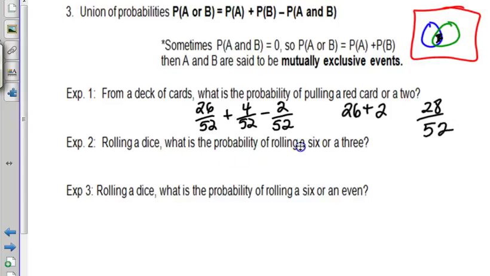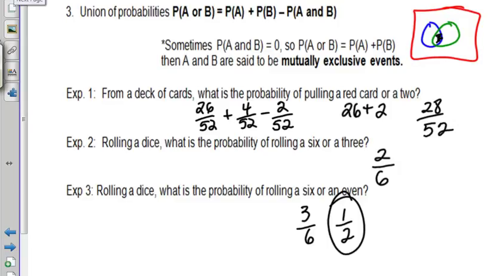Rolling a dice, what's the probability of rolling a 6 or a 3? 2 out of 6. Don't overthink it. Rolling a dice, what's the probability of rolling a 6 or an even number? 3 out of 6 or 1/2, right? Because in that case, a 6 is an even number, so it didn't change anything. Don't overthink it. You got this.